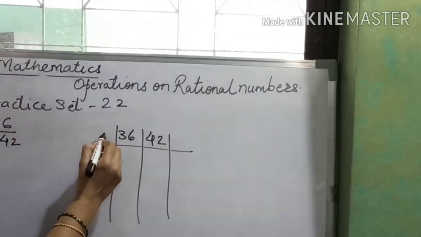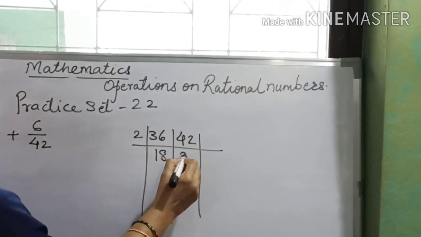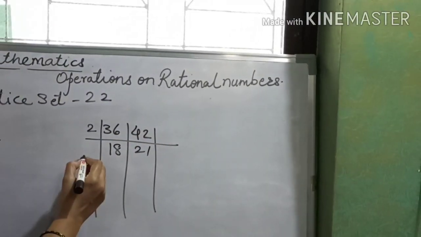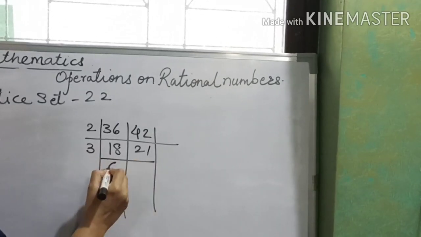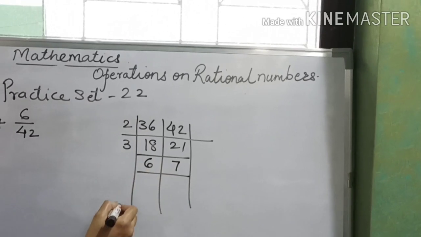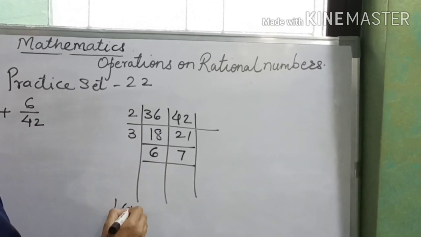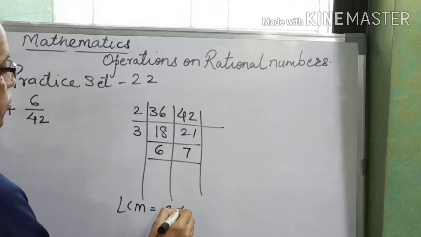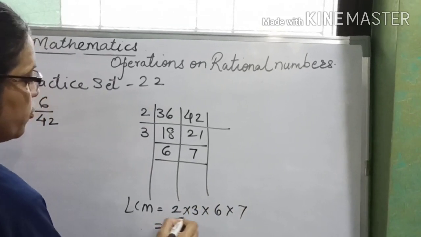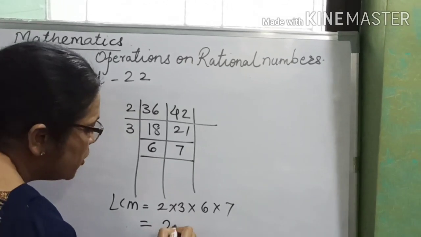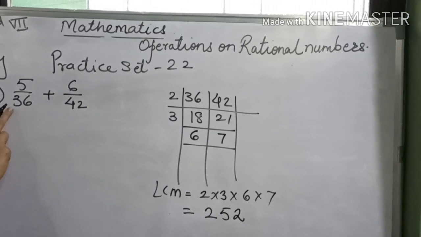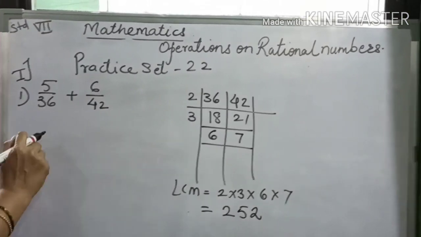So 36 is divisible by 2. Then 18 and 21, they come in the table of 3. 3 6s and 3 7s. Now further I cannot divide. So your LCM comes 2 into 3 into 6 into 7. So if you multiply, it comes to 252. Now you have to make the denominator equal to 252.